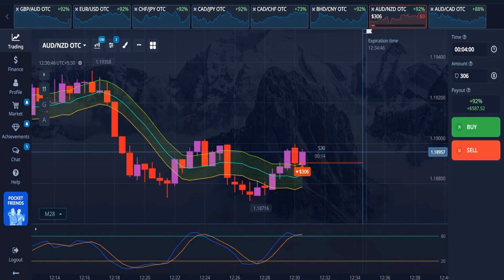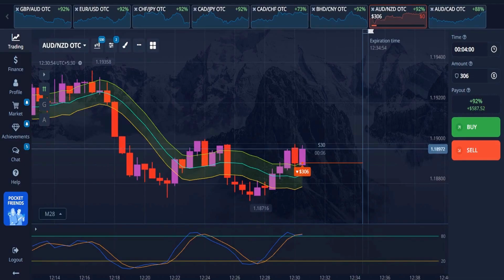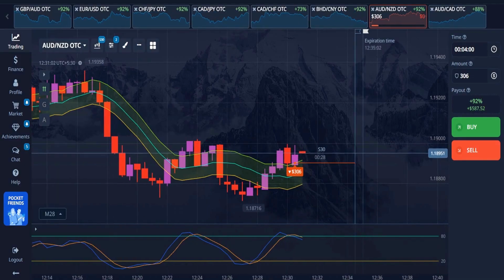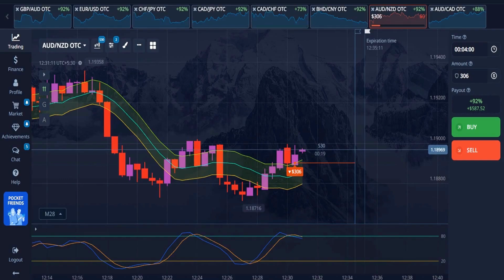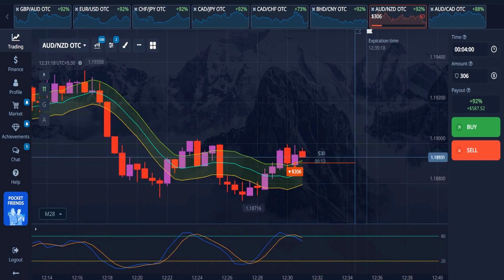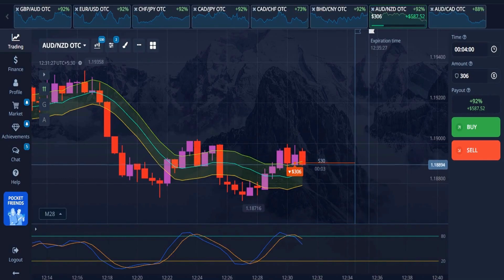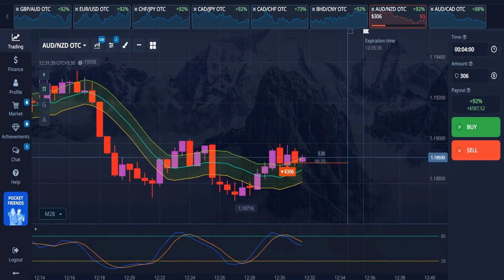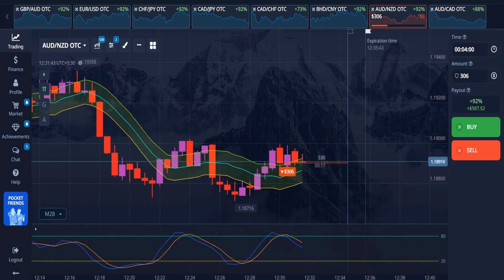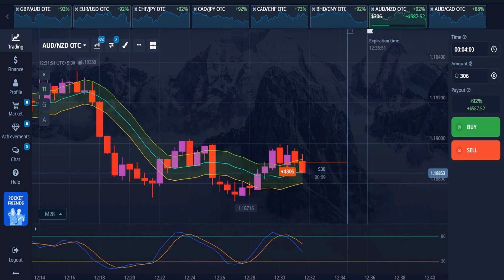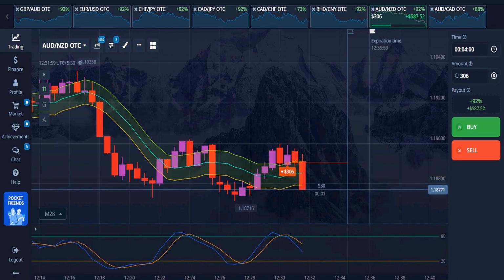First, as you can see on the chart, the price touched the upper line of the envelopes indicator, and even went slightly above it. That's our first signal that the market might reverse. Then I checked the stochastic oscillator. Look closely. The %K and %D lines crossed each other at the top, which usually indicates a possible downward move.